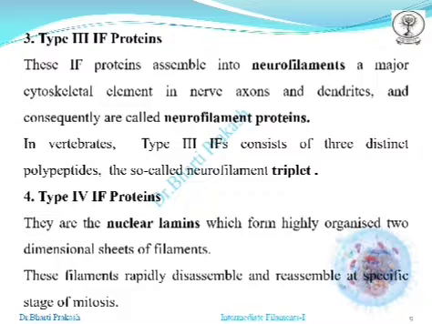Now the type 3 IF proteins. These IF proteins assemble into neurofilaments, which is a major cytoskeletal element in nerve axons and dendrites, and therefore they are called the neurofilament proteins. In vertebrates, type 3 IF consists of 3 distinct polypeptides and it is so called as a triplet. The type 4 IF proteins, they are the nuclear lamins which form highly organized two-dimensional sheets of filaments. These filaments rapidly disassemble and reassemble at specific stages of mitosis.